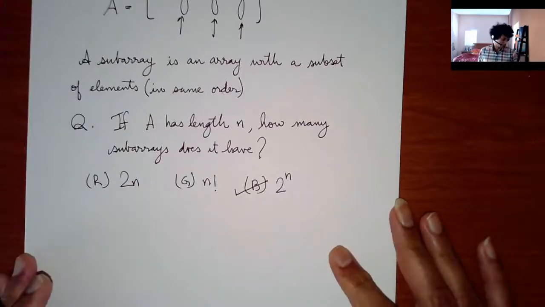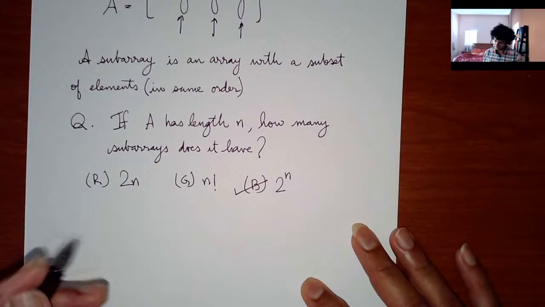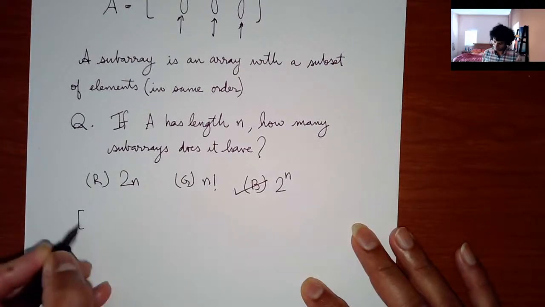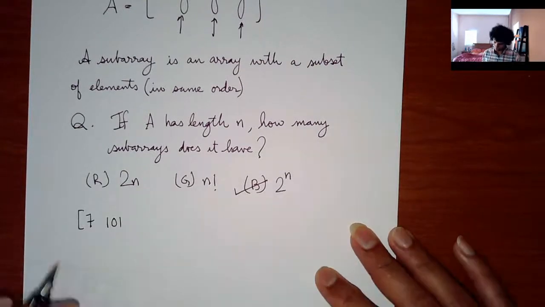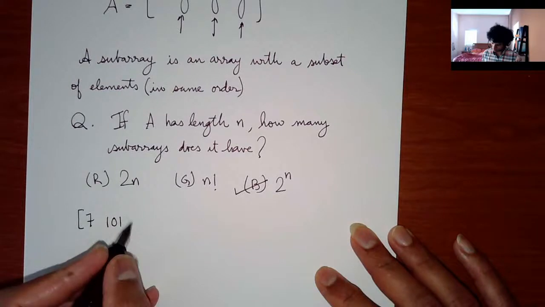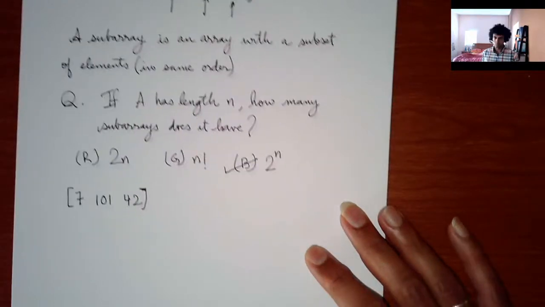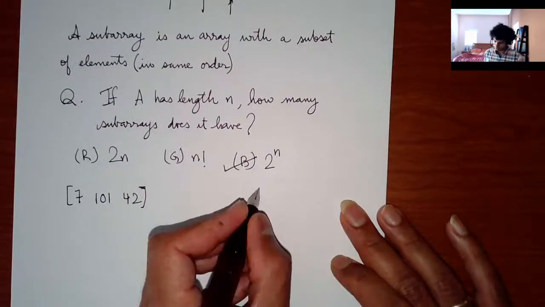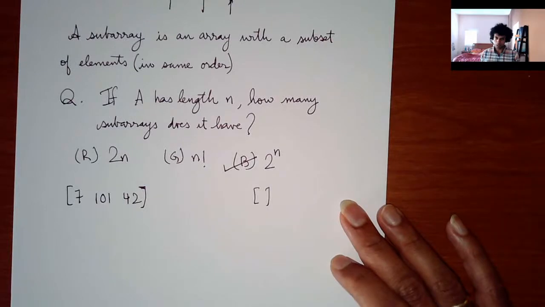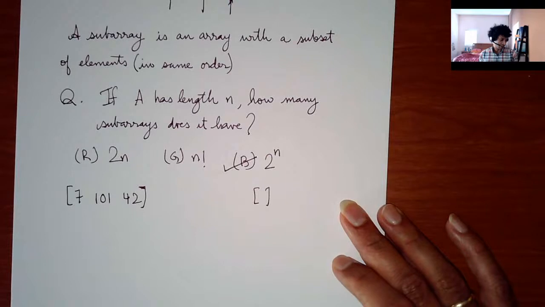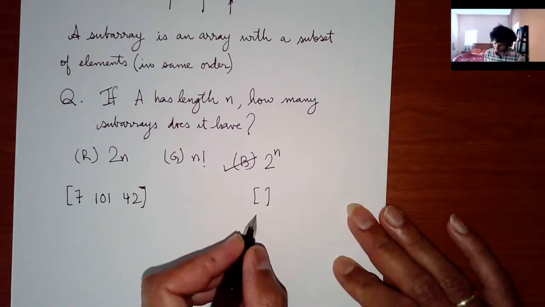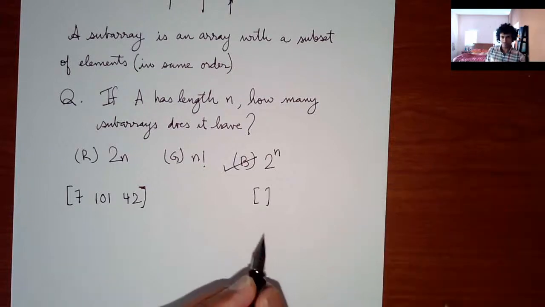Let me give you a simple example. Let's say my array was 7, 101, 42. What are the subarrays? There's the empty subarray, which has no elements. There's all the individuals, but let me write this out slightly differently.